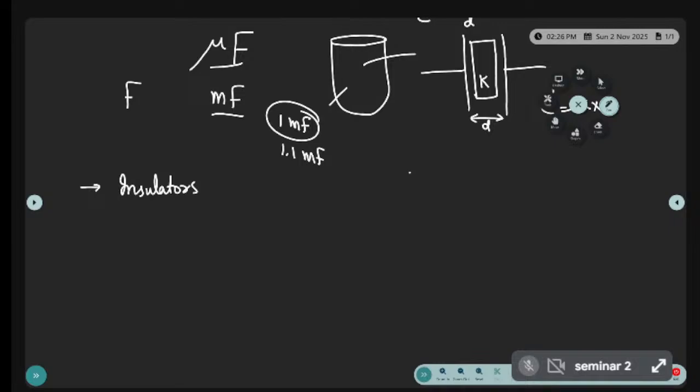What is an insulator? Good. The bodies which do not allow current are called insulators. Examples are wood, plastic, etc.